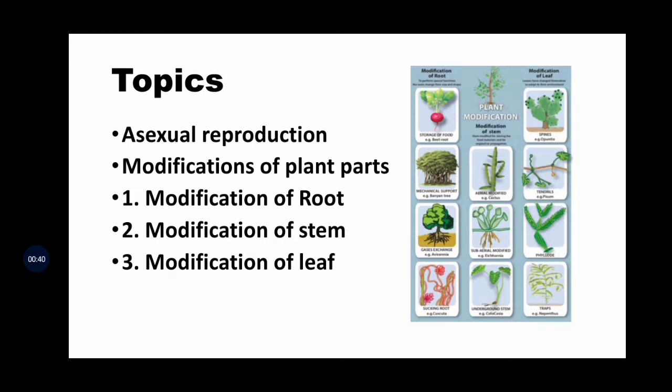Asexual reproduction of plants, modification of plant parts. There are about 3 modifications of plant parts: root modification, stem modification and leaf modification. Let us learn one by one.